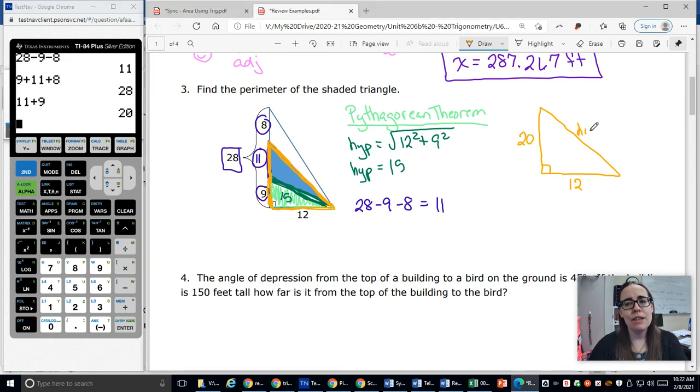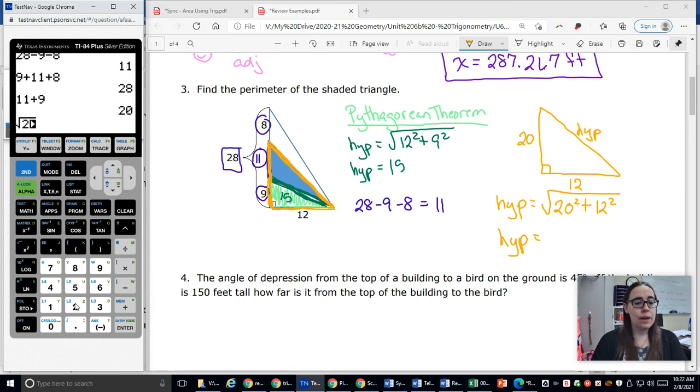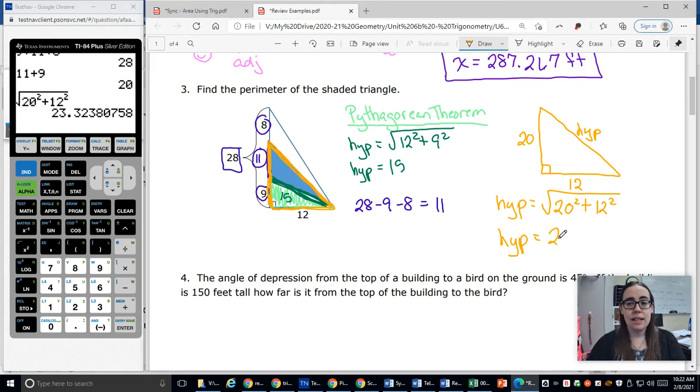And look here, I'm looking for another hypotenuse for this third side. We can find the hypotenuse, right? That's easy enough. My hypotenuse, I know I'm going to add in my square root. My two sides are 20 and 12. I usually put the bigger one in first. Let's figure out how long this hypotenuse is. So the square root of 20 squared plus 12 squared is going to give me 23.324.